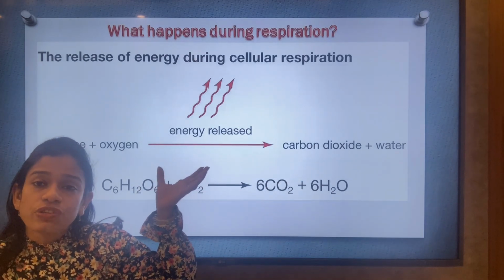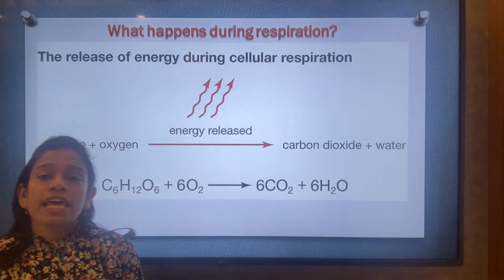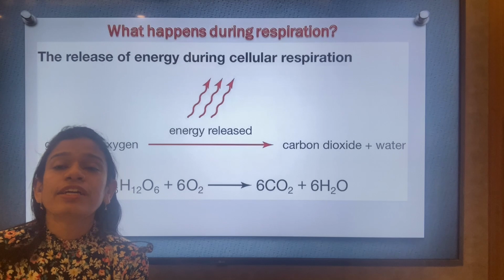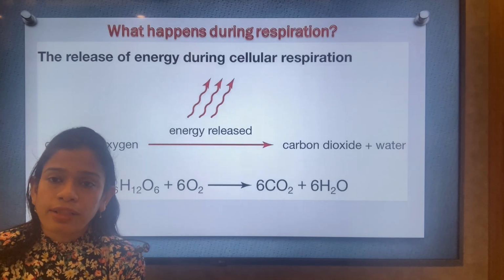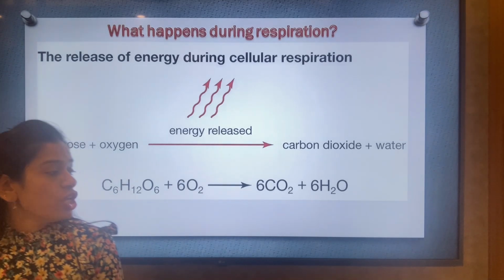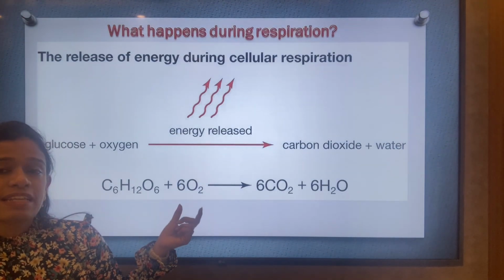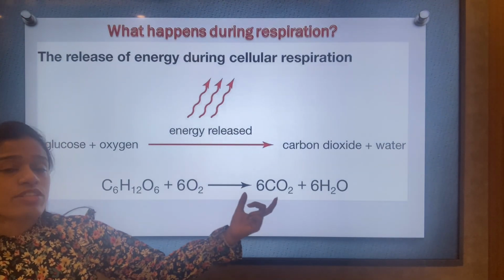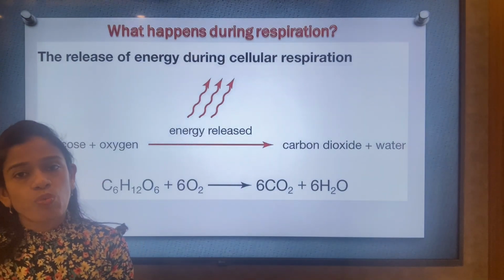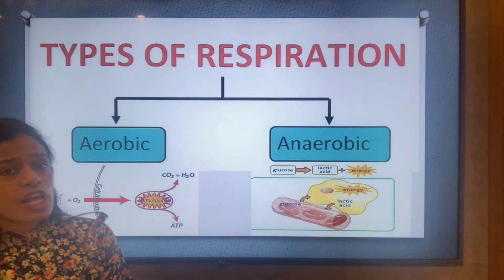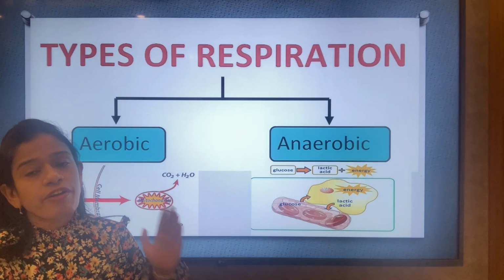This energy that is released during the process of breakdown of glucose along with oxygen is used for various other life activities, that is the maintenance, repair and the growth activities of the body. So the formula stands as C6H12O6, that is the glucose, plus 6O2, oxygen, gives rise to 6CO2, that is 6 molecules of carbon dioxide, with 6 molecules of water. Now what we have discussed is the process of respiration.